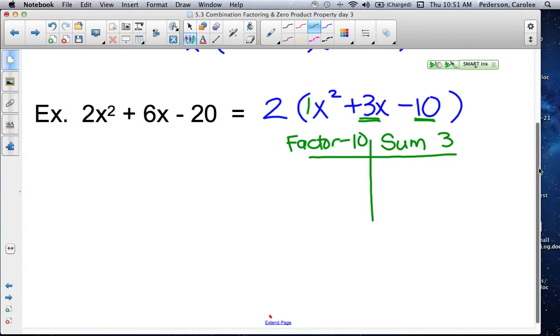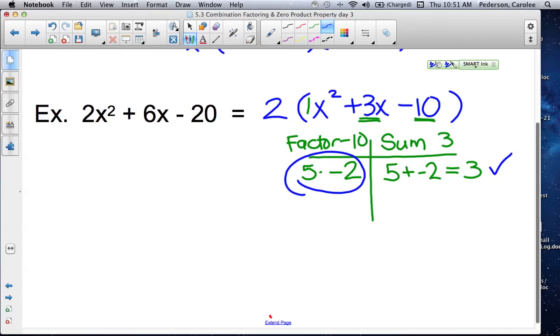So I would say, okay, 5 times negative 2. Well, 5 times negative 2 is negative 10. When I add those 2 terms together, 5 plus negative 2, I get 3. That's the one I'm looking for. I'm looking for 3. So the numbers I work with are 5 and negative 2.